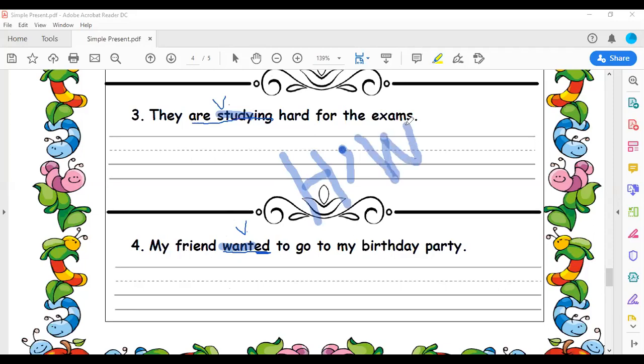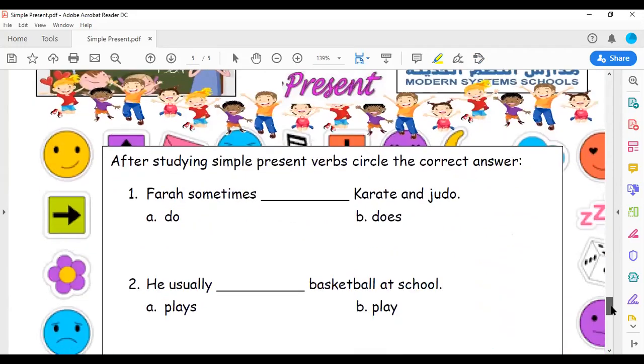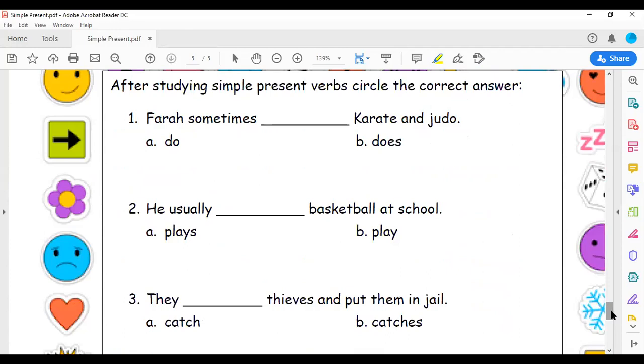Okay, done? Okay, let's move to the last page. Okay, this is very easy. After studying simple present verbs, circle the correct answer. Okay, you need to read it very carefully and then we're gonna circle the verb. Done? Okay, and I'm not gonna circle as usual, I'm gonna highlight.